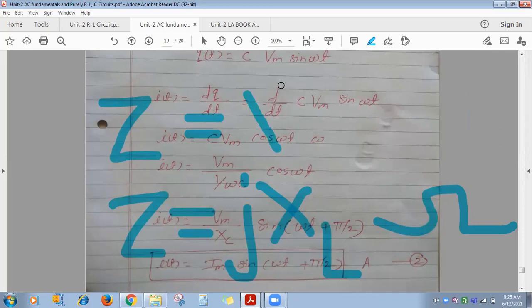Magnitude will be what? How do we calculate the magnitude? Square root of the square of the real part plus the square of the imaginary part. 0 square plus XL square is XL. और angle कितना आएगा?